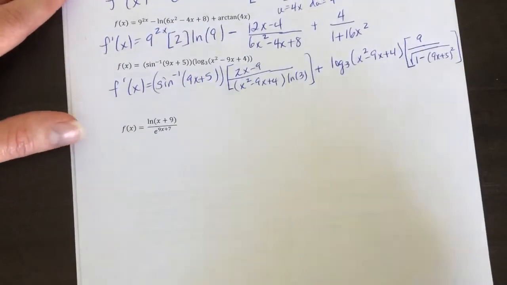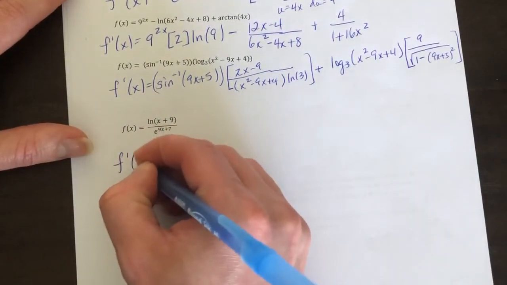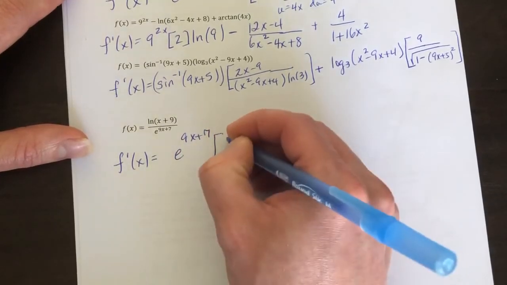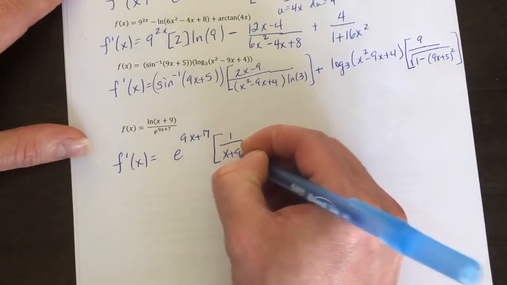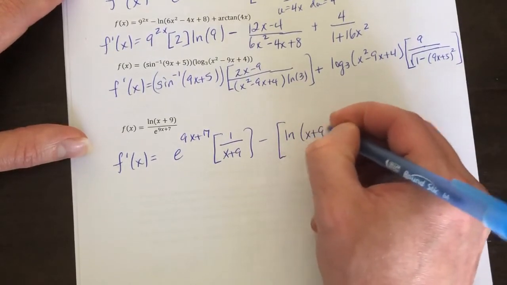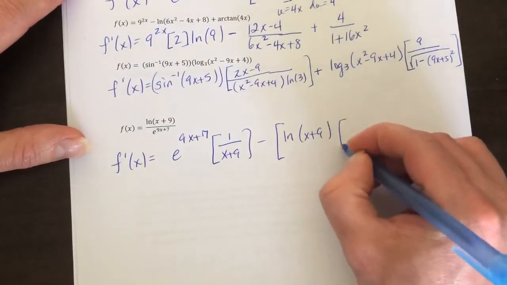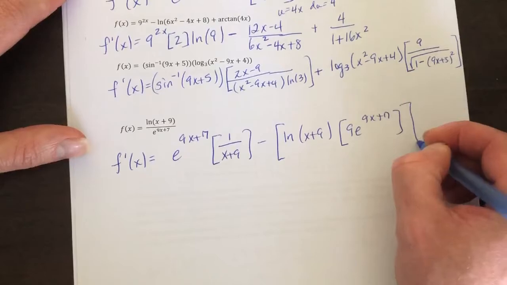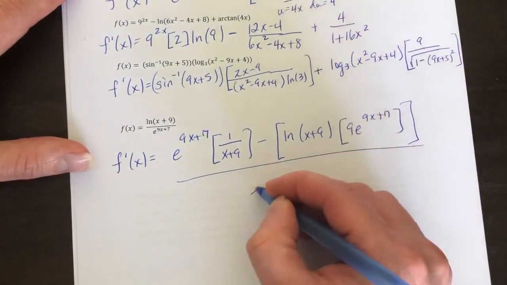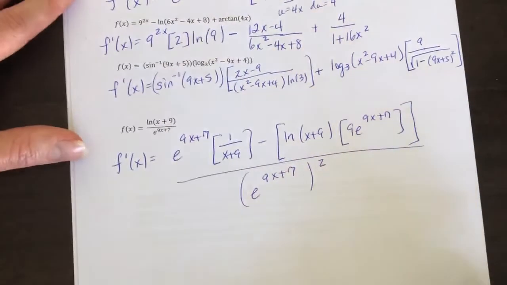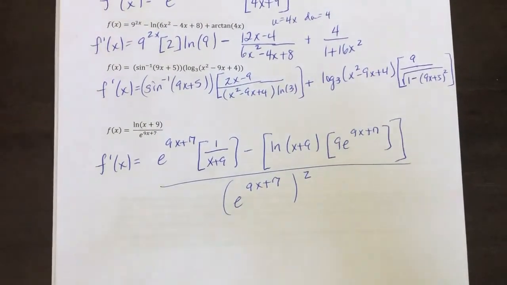And then our last question is going to be a quotient rule. I'm going to write the bottom, derivative of the top, minus write the top, derivative of the bottom, should be 9e to the 9x plus 7, all over the bottom squared. Now make sure you don't forget your bottom squared. One of the common mistakes that y'all messed up on.